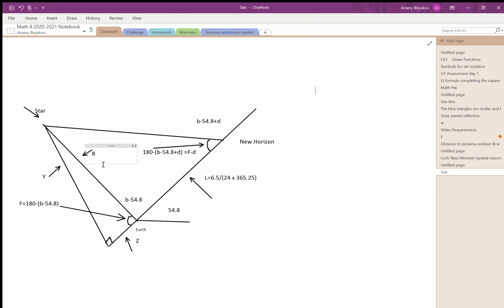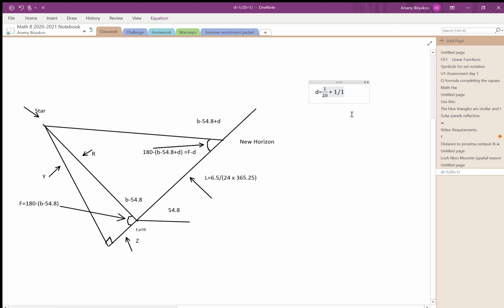We extended the line from Earth to New Horizon, labeled as z, to create a perpendicular line from the star to that line, labeled y. To begin solving this problem, we first find the variable d by measuring the distance between different positions of the star in the animated GIF, which, in the case of Proxima Centauri, is d equal to 1/20 times 1/1900th times 360.